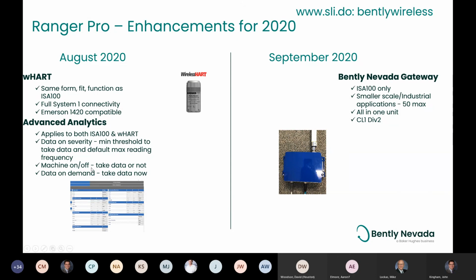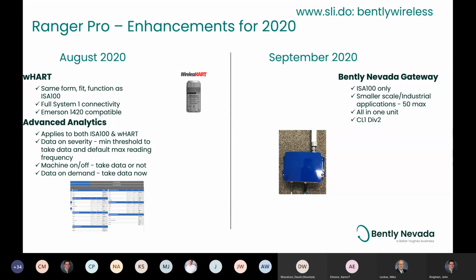Along the same lines, we have this machine on and off, take data or not. So here you might set a minimum threshold of 0.5 inches per second. And if the sensor turns on and it says, we're at 0.4, I don't need to take data because nobody cares. But what it will do is send a message back through the gateway saying, hey, I did turn on. I looked. I saw that the data wasn't very interesting, and I'm not transmitting that to you. So that way you know that your machine is still operating well.